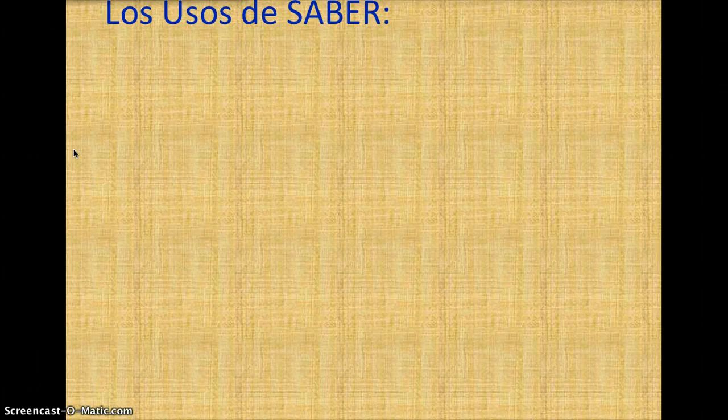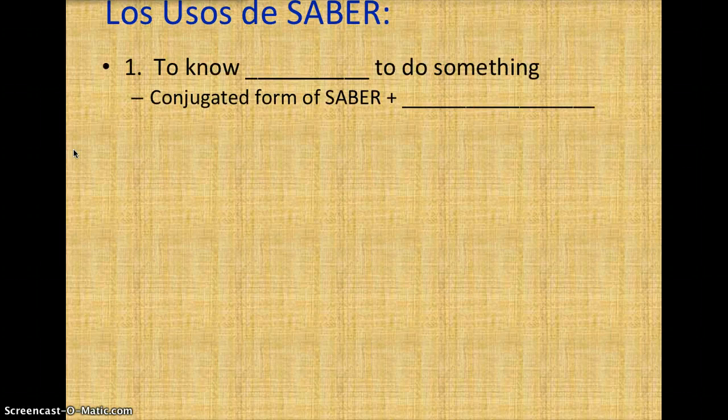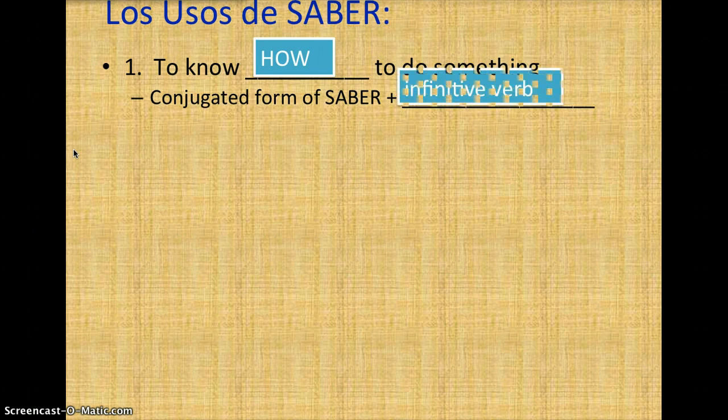Okay, now that we know the forms, we're going to talk about the uses of the verb saber to start with. The first one is to know how to do something. You will see the conjugated form of saber plus an infinitive verb in these cases.